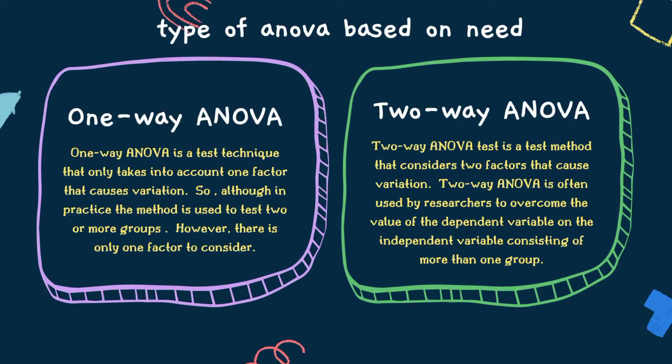One-way ANOVA is a test technique that only takes into account one factor that causes variation. So, although in practice the method is used to test two or more groups, there is only one factor to consider. The two-way ANOVA test is a test method that considers two factors that cause variation. Two-way ANOVA is often used by researchers when the independent variable consists of more than one group.